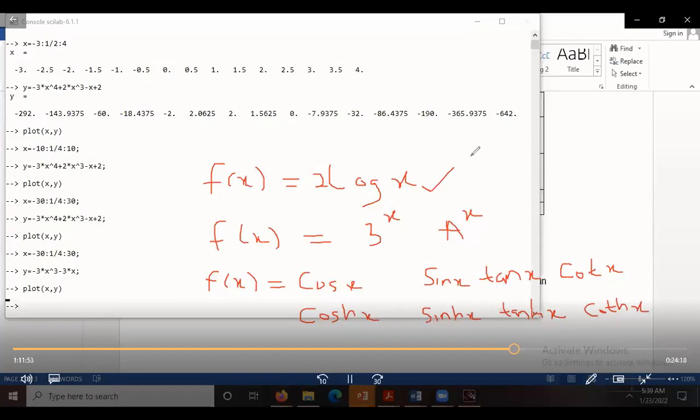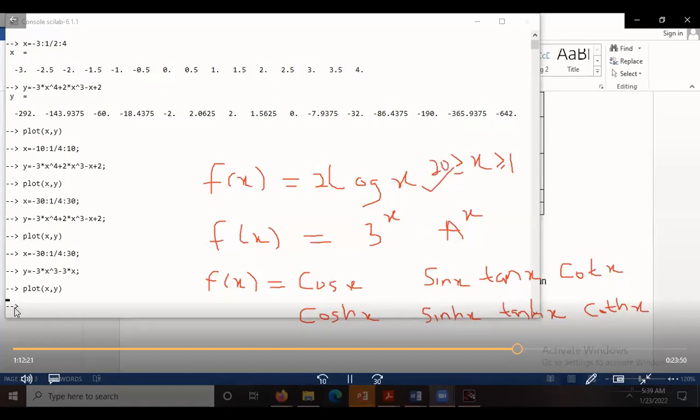So for the logarithm function, the domain should always be greater than what? 1, okay, or greater than or equal to 1. So we can choose x greater than or equal to 1 to the value, let's say x in between 20, and then see how it will work. So let's plot that.